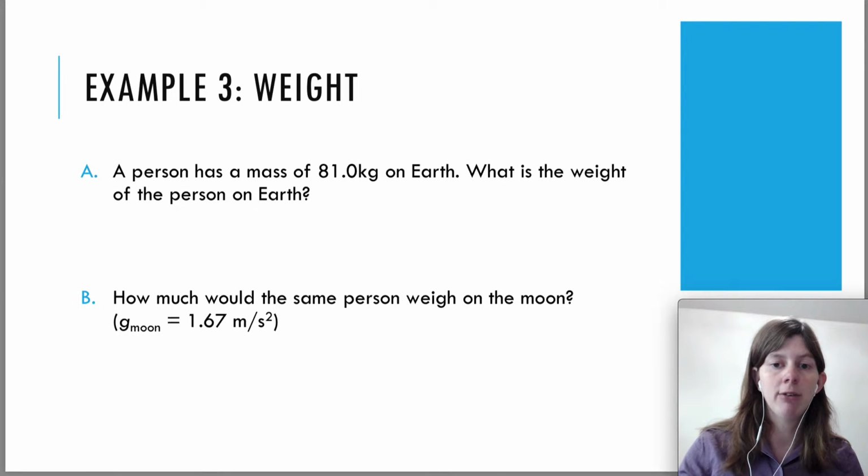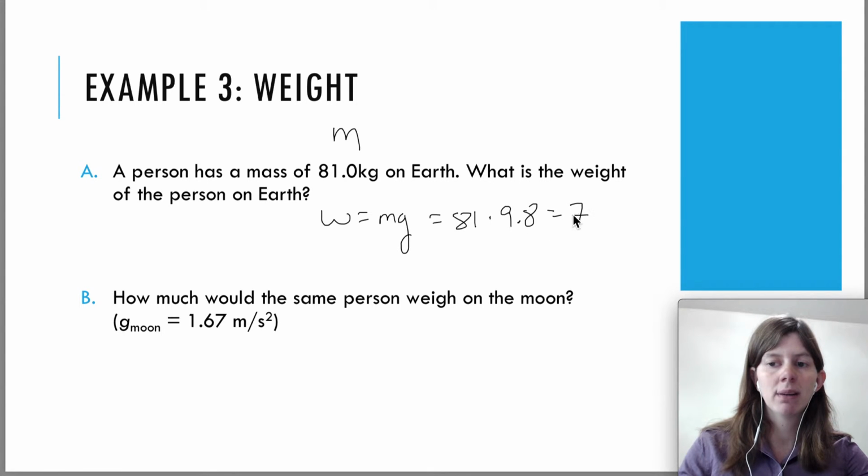And the last thing I have here is a quick example. A person has a mass of 81 kilograms on Earth. What's the weight of the person on Earth? So weight equals mg. The mass is 81 kilograms, and g on Earth is 9.8 meters per second squared. Multiply these two, we'll get about 794 newtons.